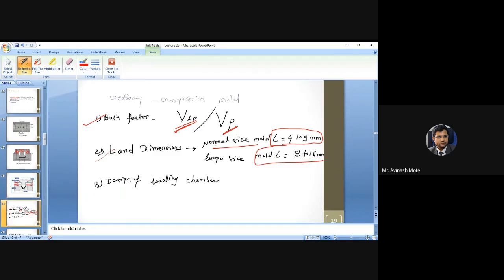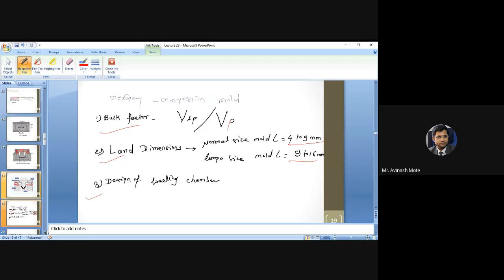Then we started with the actual formulas required for solving the problem. First, I told you, is the bulk factor. Bulk factor is simple: volume of loose product divided by volume of product. Then land dimension: normal size mold 4 to 9 millimeter, large size mold 9 to 16 millimeter. If not given, you can take the average also.